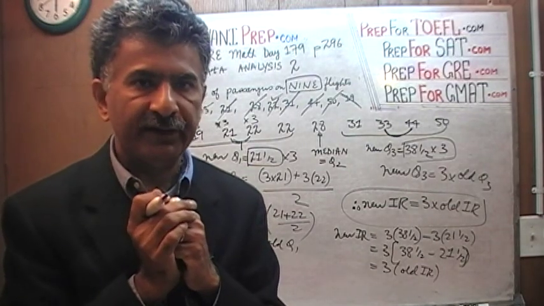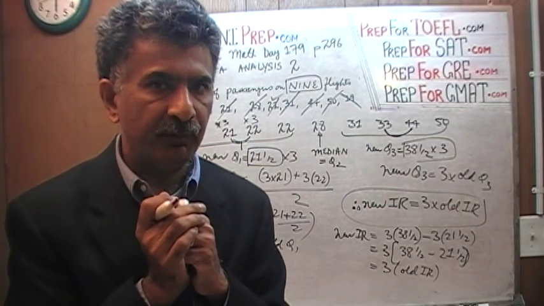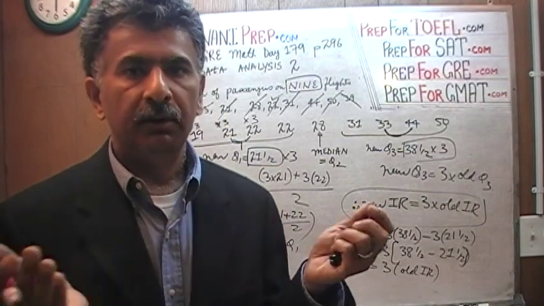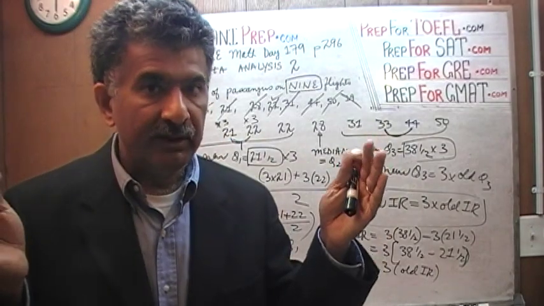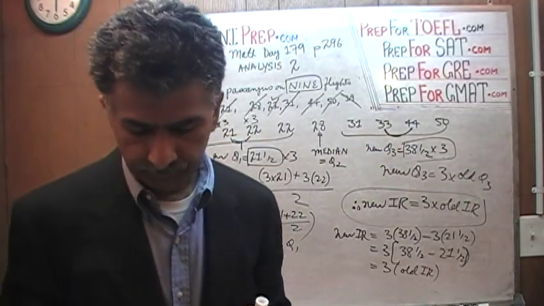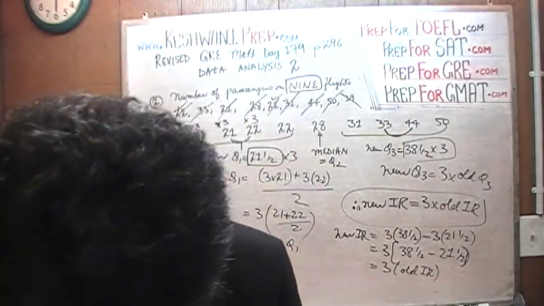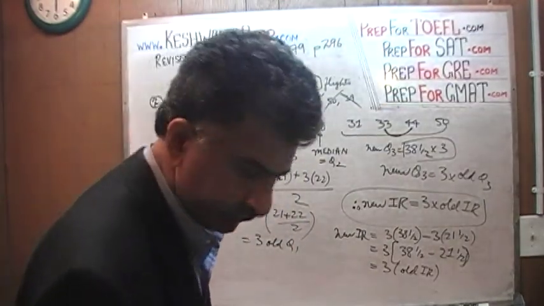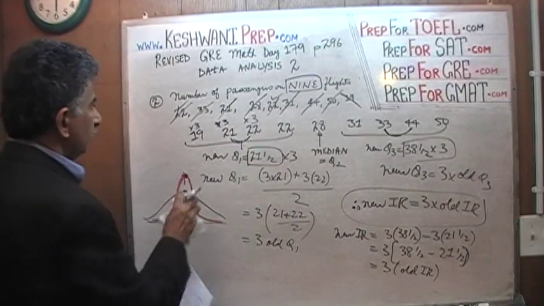What's going to happen now is that because every single observation is 3 times as much, the standard deviation, the spread around the mean, is going to be 3 times as much. That's what it is. The new standard deviation.